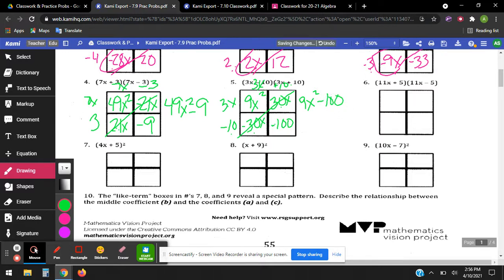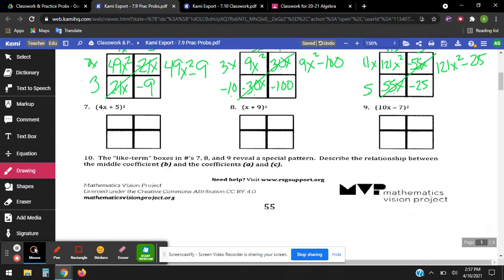Let's try one more like that. 11x plus 5, 11x minus 5. So 11 times 11 is 121x squared. 11 times 5 is 55x. 11 times negative 5 is negative 55x. Negative 5 times 5 is negative 25. Got that the same, 55x minus 55x. Those cancel. 121x squared minus 25. Next one.